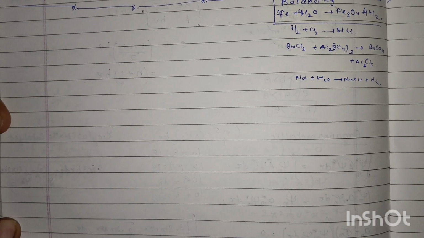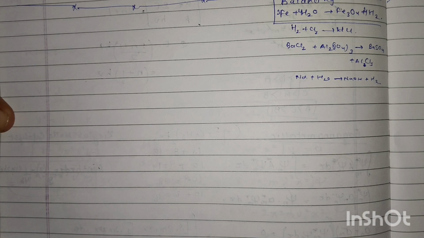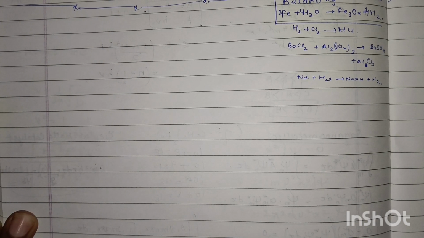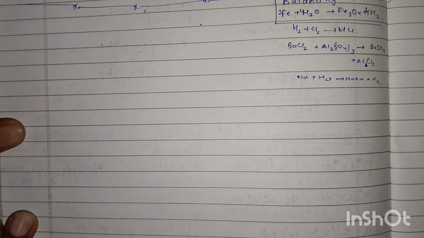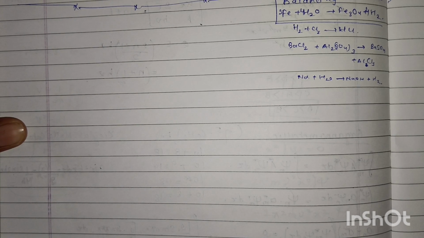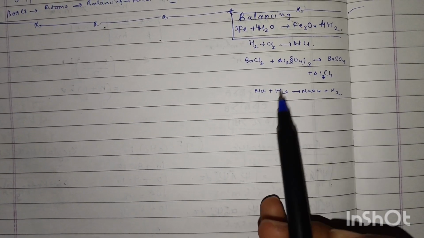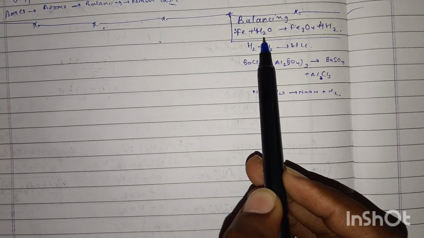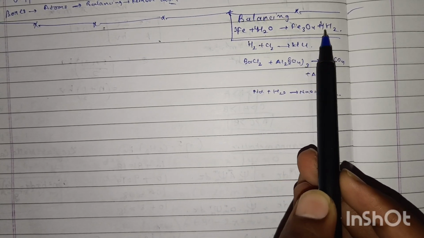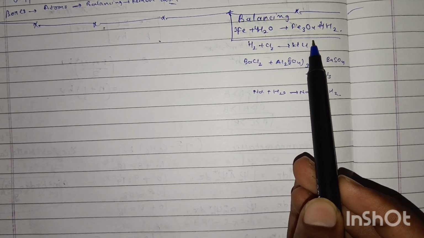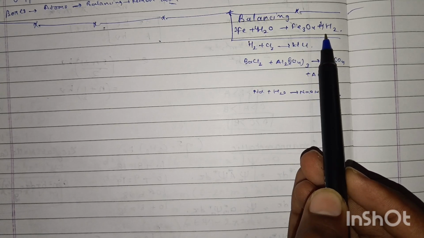Hello everyone. In the last video, we had seen how to balance equations using the NCERT book. Now, I will myself write balanced equations to show you how this balancing takes place. So we will try to balance these four equations, that is Fe plus H2O gives Fe3O4 plus H2, which is the example given in our NCERT book.